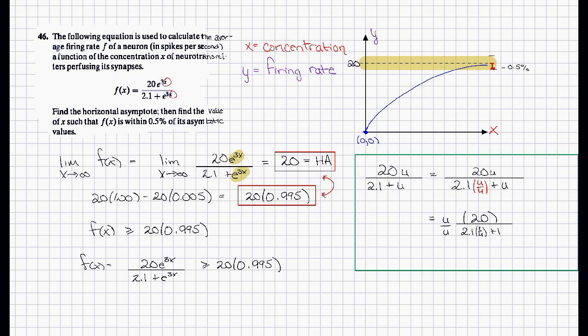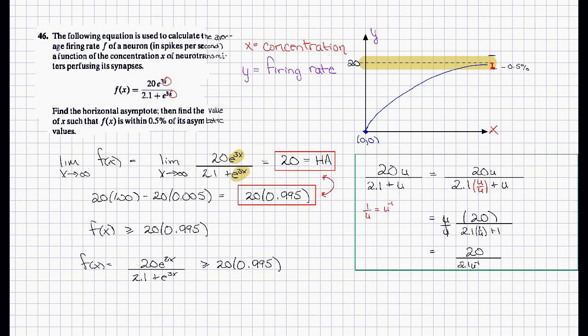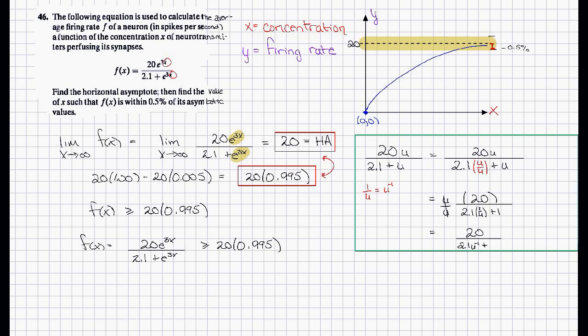Now, you know that 1 over u, how can I rewrite that? I can rewrite that as u to the minus 1. So that means, now that this cancels, it's 1 over 1, I can write this as 20 over 2.1 u to the minus 1 plus 1.